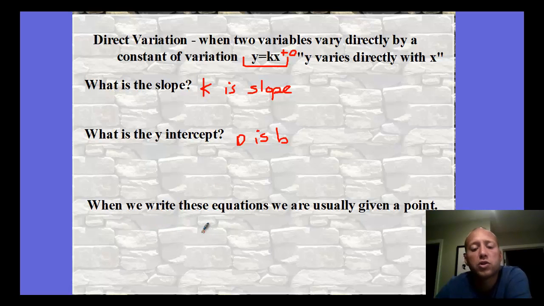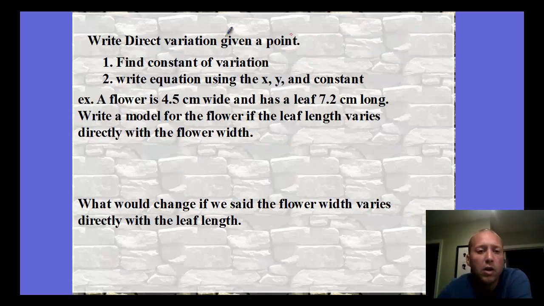So when we write these equations, we are usually given a point. So a lot of times we're given the point, we see the relationship, and we have to find the actual k value, or the constant of variation. So write a direct variation given a point. To do that, we have to do two steps here. We have to first find the constant of variation k. We're given the x and the y values. We need to then find the k value. Then we can write the equation second, using the variables x, y, and then whatever the constant of variation k would be.